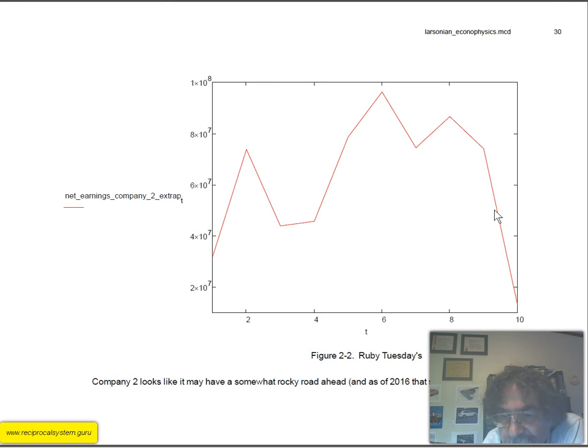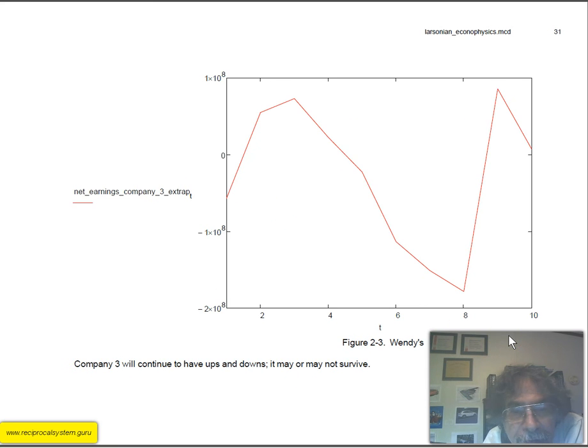And here's Ruby Tuesday's, this is very jumpy. And note that around here, that's when Ruby's was taken private. I don't know, by the time you're watching this, maybe it's back in the public domain, with public shareholders, but it was taken private. So Company 2 looks like it may have a somewhat rocky road ahead. And as of 2016, that seems to be the case. That's when I did this.